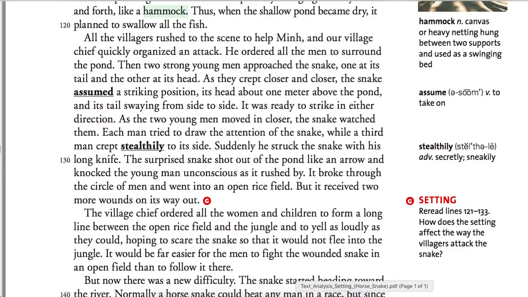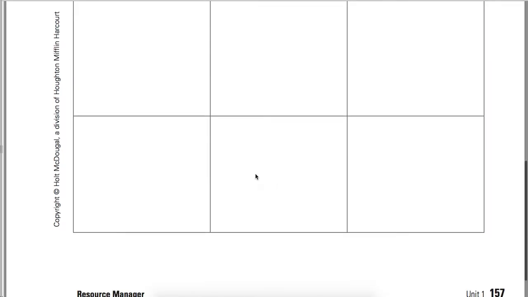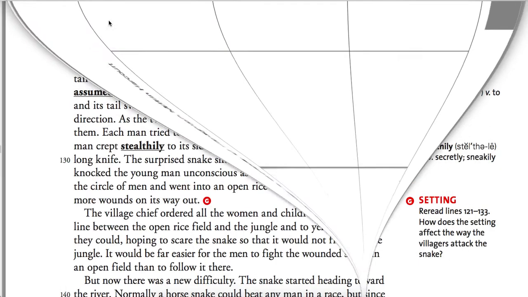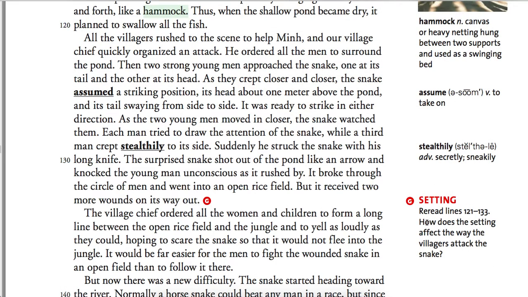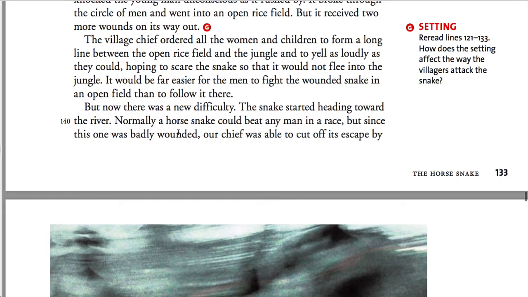So first, and this is our third one, what location are we in specifically? What time of day or night is it? And if you were in that setting, what would you hear? What would you see? What could you touch? Once you have this filled out, then you can go back and answer this question: How does the setting affect the way the villagers attack the snake? You should pause now to answer that and fill out your sheet.